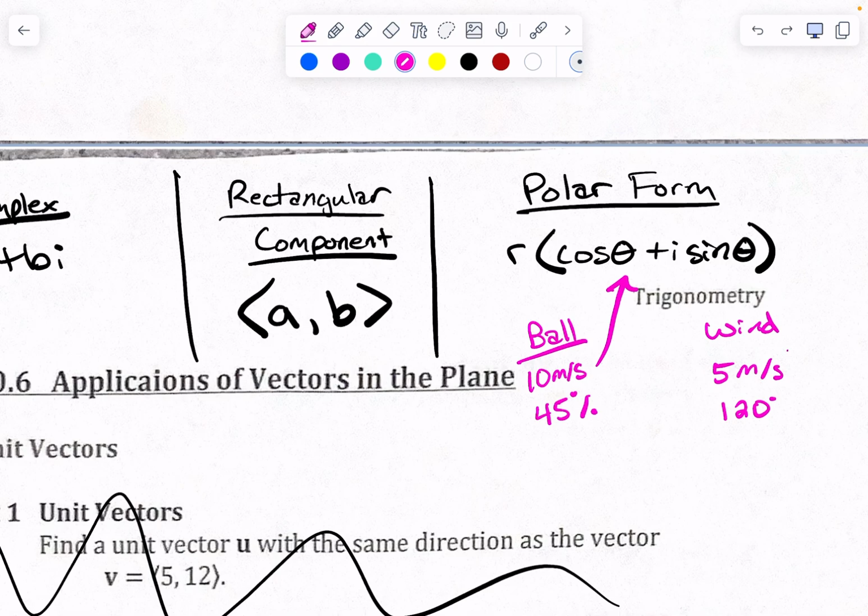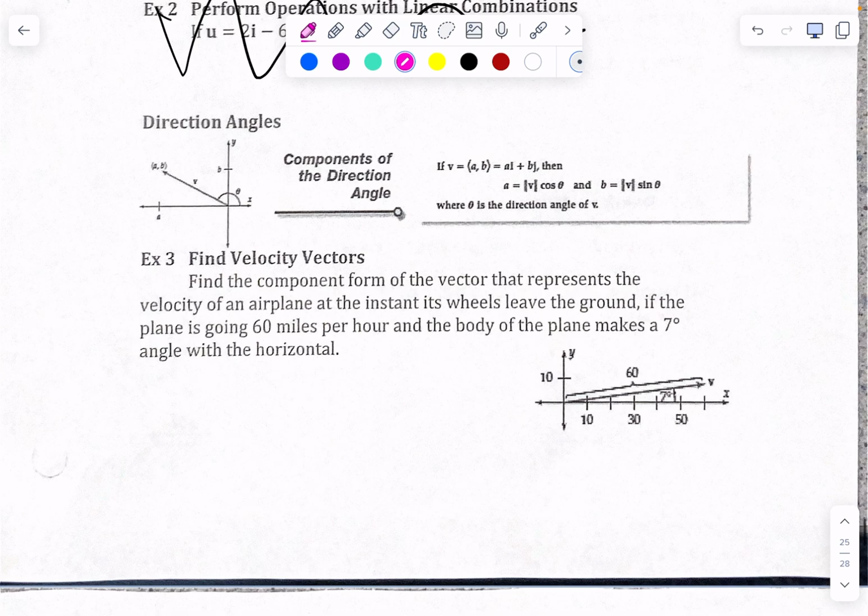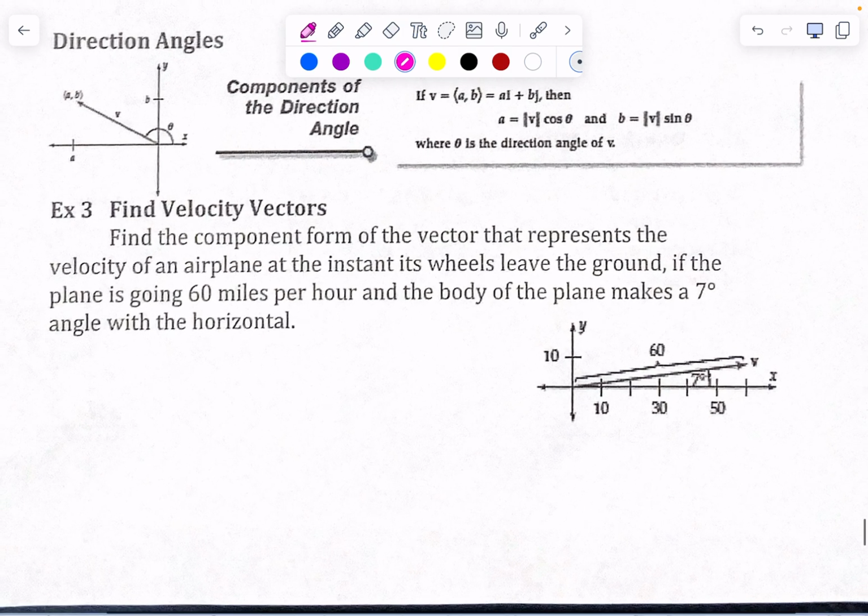So what we do is we take each one of these and we write two separate polar forms. We convert each to component form, and then we add those two component forms together. That will tell us where the result is going to be. Got it? Okay, so let's go down to example 3. They're just wanting us to write it in component form.